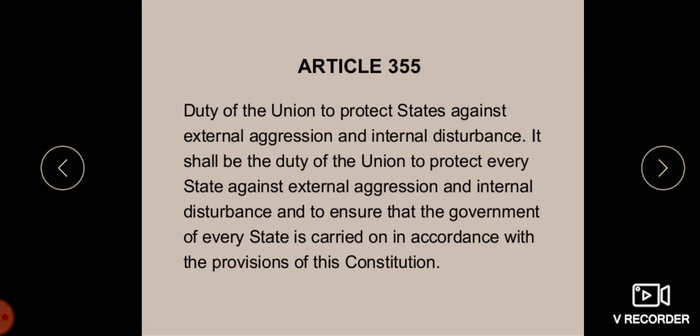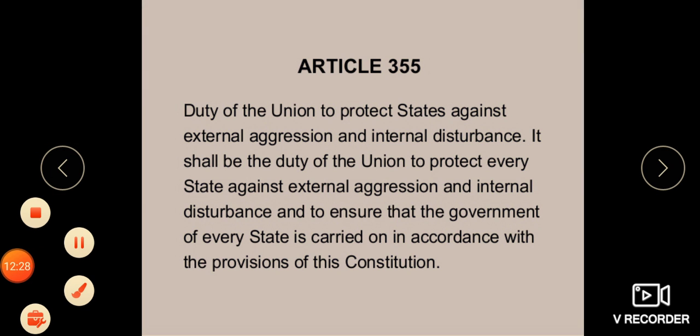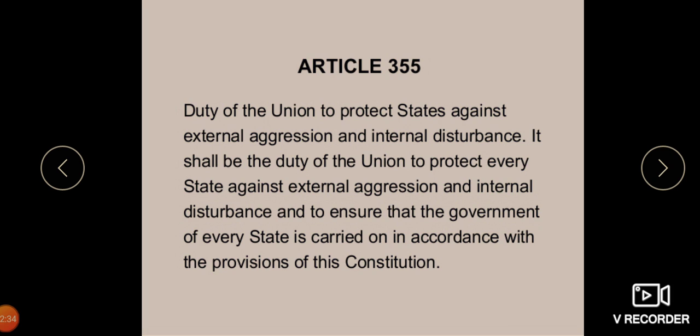The role of the central government in maintaining law and order is explained in various articles of the Constitution. According to Article 355, it shall be the duty of the Union to protect every state against external aggression and internal disturbances and to ensure that the government of every state is carried on in accordance with the provisions of this Constitution.